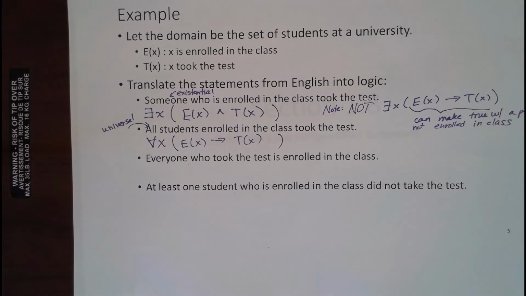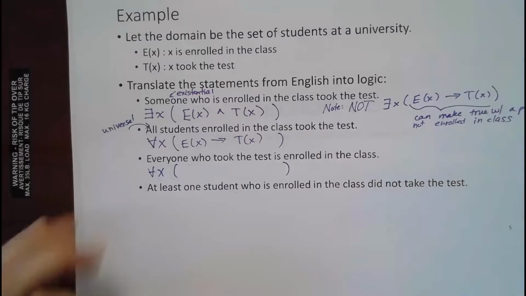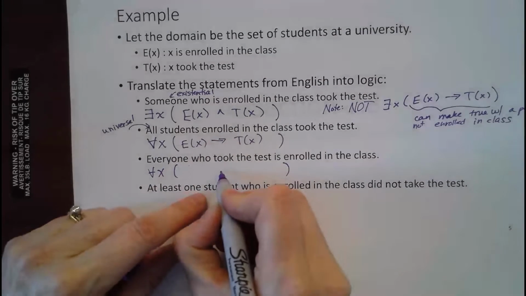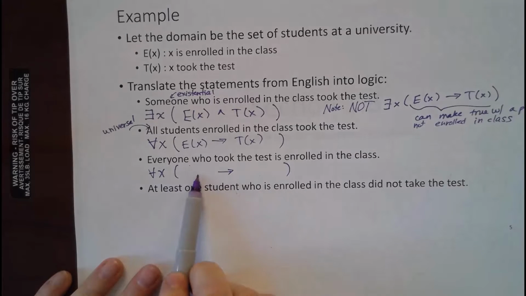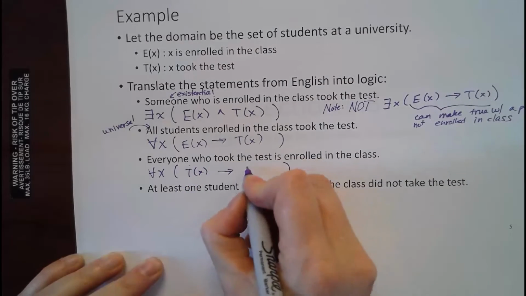Everyone who took the test is enrolled in the class. You see the word everyone. What kind of quantifier? Universal. Definitely universal. I'm going to stick in my parentheses so I don't forget them. Okay. So, do you think we should be using an and or an implication? We're going to have to use implication, right? This is a universal. We better use implication. Okay, so what implies what on this one? What's the hypothesis? T of X implies E of X. Yep. If they took the test, then they're enrolled in the class.